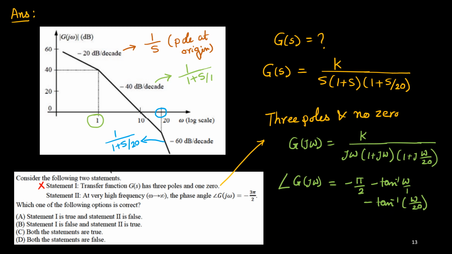Now we'll consider omega tends to infinity. As omega approaches infinity, tan inverse omega, meaning tan inverse infinity, is nothing but pi by 2. Again, this one, tan inverse of infinity by 20, is again infinity. Tan inverse infinity is again pi by 2. So this is pi by 2, this is pi by 2, this is again pi by 2, meaning minus 3 pi by 2. So the second statement, that the total angle is minus 3 pi by 2 at omega tends to infinity, is correct. Thus, the first statement is false and the second statement is true, meaning choice B is correct. Okay, I hope this is clear, right?